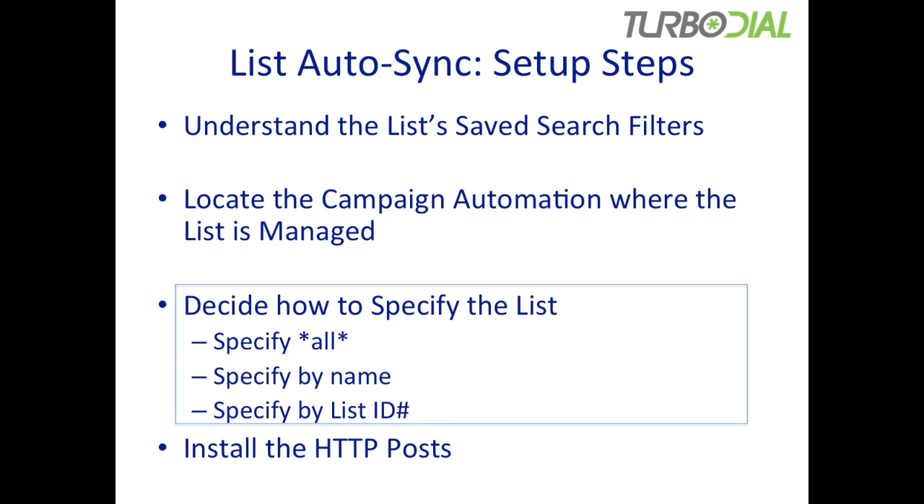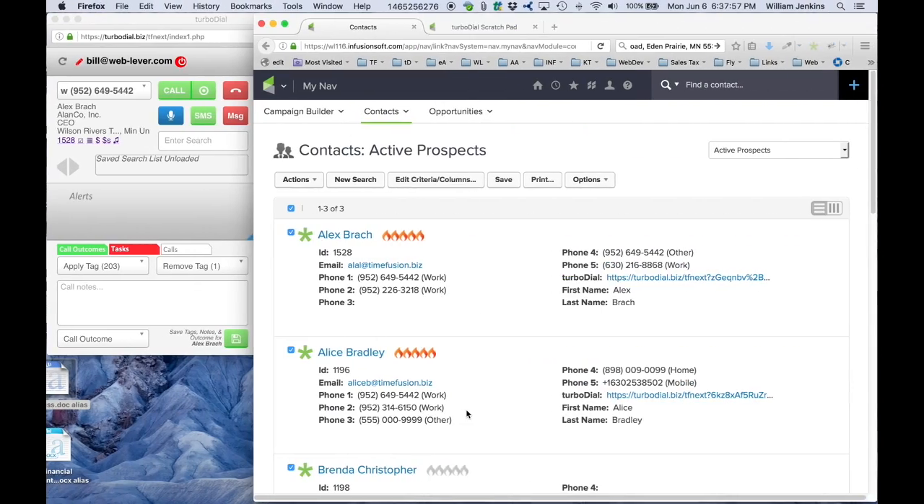Let's work down through these options real quick again. All says you're going to apply these list updates to all lists that turboDial has loaded. Specify by name says you can only apply it to those lists whose name matches the phrase you've given. And specify by list ID tells turboDial that only one possible list can be updated, namely the list that has this ID number. Where do you get a list ID number?